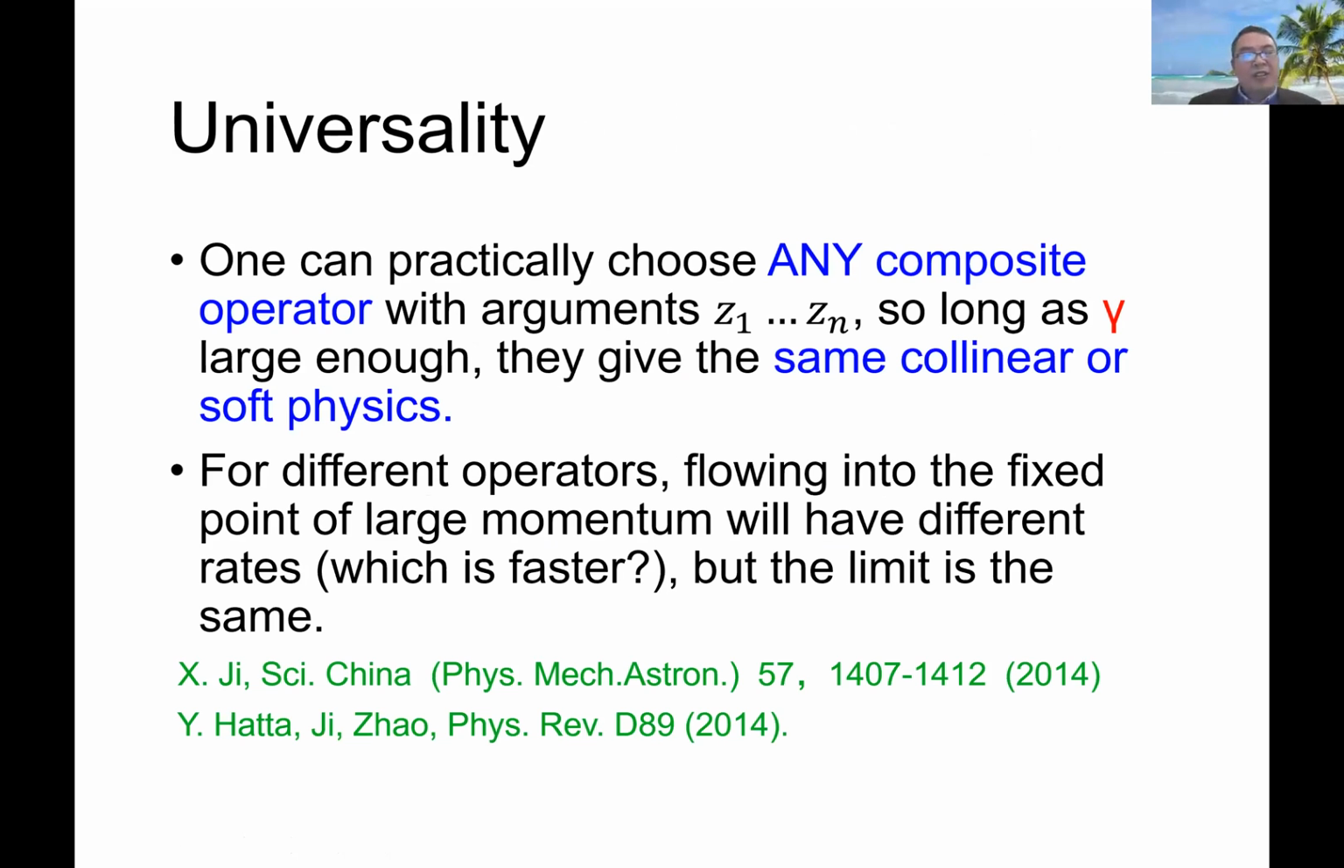And because it's similar to critical phenomena, you have the universality concept. Just like in phase transitions, whether you have ferromagnetic systems or liquid-gas phase transitions, so long as they belong to the same universality class, they would have the same critical exponent. And so this effective field theory approach tells you that so long as the momentum gets very large, you can start with any sort of operator and calculate Parton distributions. You have many different ways to get the same physics.